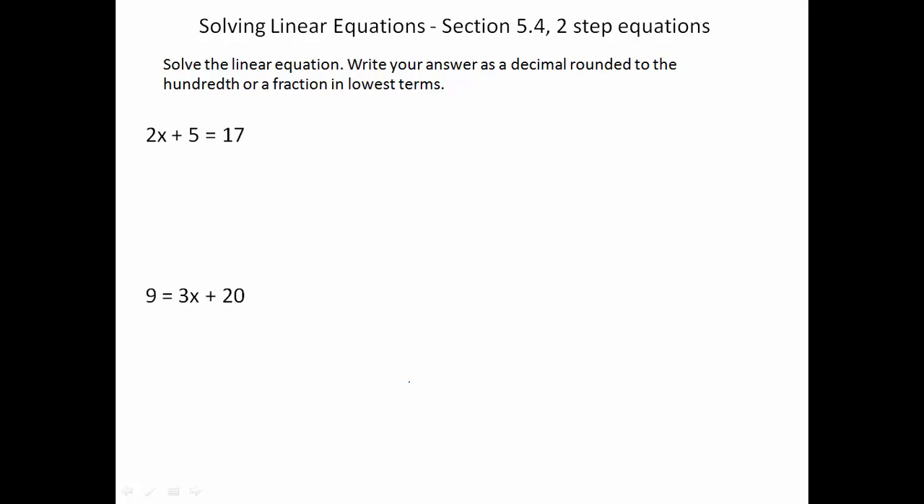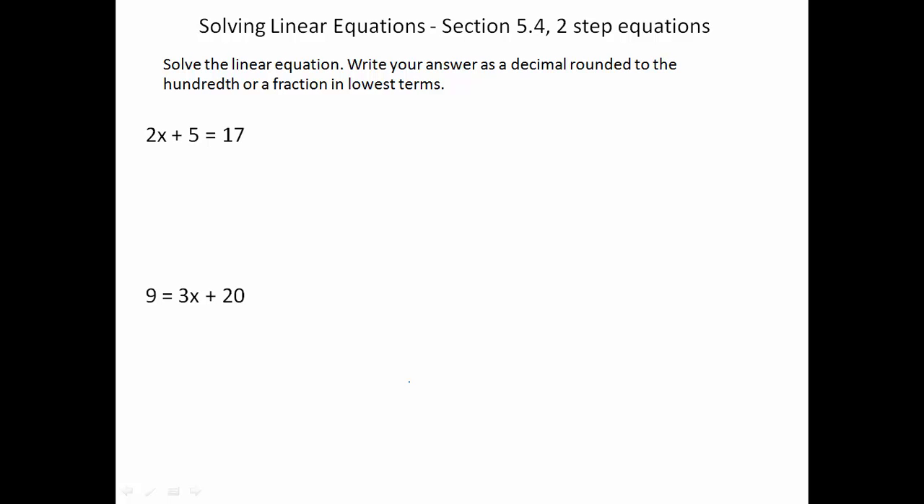Hello. In this lesson, we're going to take a look at section 5.4 in the textbook, which is solving linear equations still. These equations are a little bit more complicated than the ones in section 5.3 because they'll involve two separate steps for solving. I expect that you already have familiarized yourself with solving the equations in section 5.3, so if you haven't, please make sure to go back and watch that video and read through section 5.3 of the textbook to make sure you understand that process.